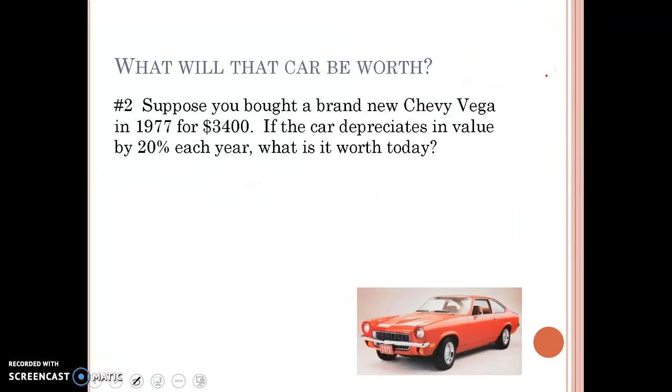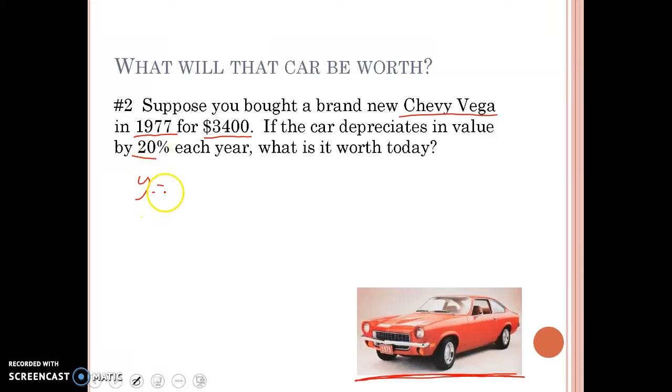My dad bought his first brand new car that he ever purchased in 1977. It was a 1977 Chevy Vega. It was also the car that I drove when I was in college, and so it's pretty sweet looking. He bought it brand new in 1977 for $3,400. And they say that the cars depreciate in value by 20% every year. So here's what that means.